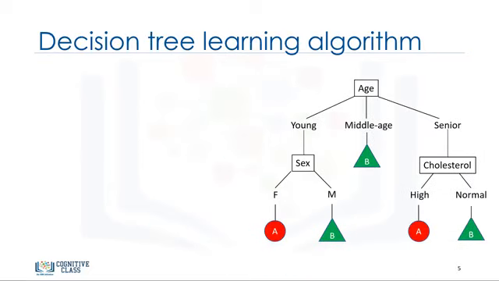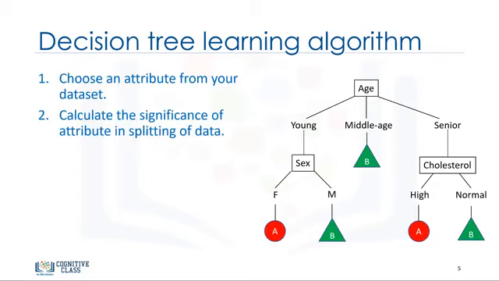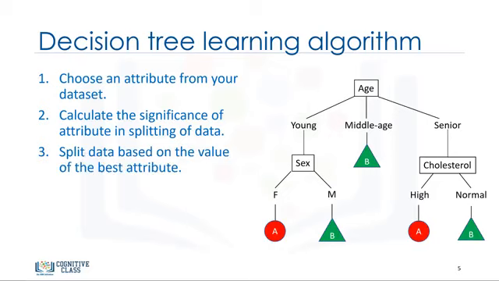Now the question is, how can we build such a decision tree? Here is the way that a decision tree is built. A decision tree can be constructed by considering the attributes one by one. First, choose an attribute from our data set. Calculate the significance of the attribute in the splitting of the data. In the next video, we will explain how to calculate the significance of an attribute to see if it's an effective attribute or not. Next, split the data based on the value of the best attribute.